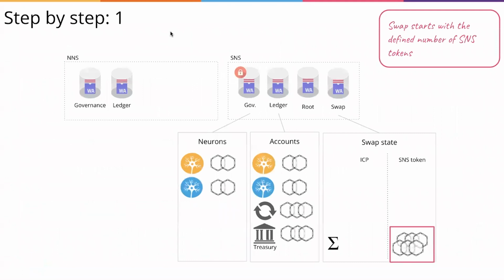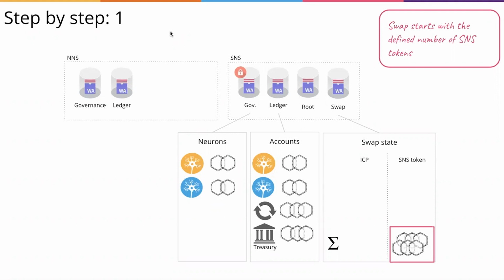So now running through in more detail exactly what is happening under the covers between the swap canister, the ledger canisters, the SNS and the NNS. At the beginning of the swap, there are some neurons and there are some accounts created. These are the developer neurons and the developer accounts. There's also a certain number of tokens that are allocated to the swap, and there's a certain number of tokens that are allocated to the treasury.